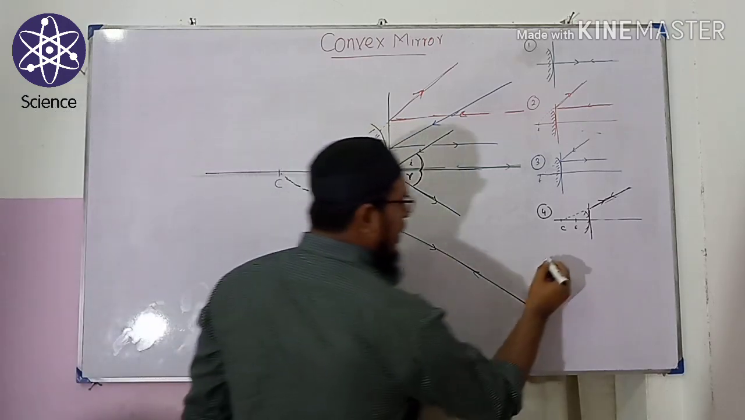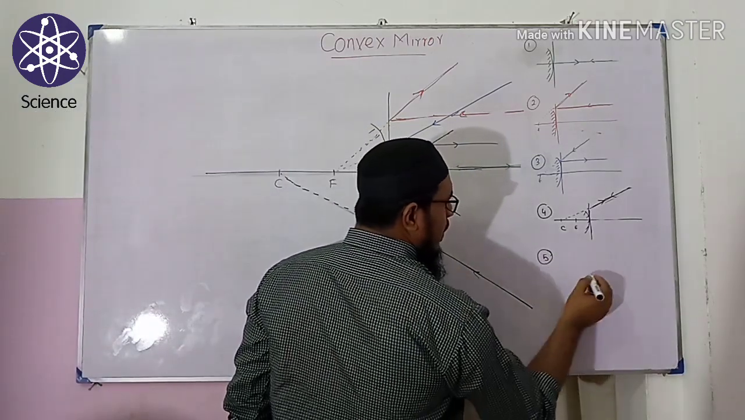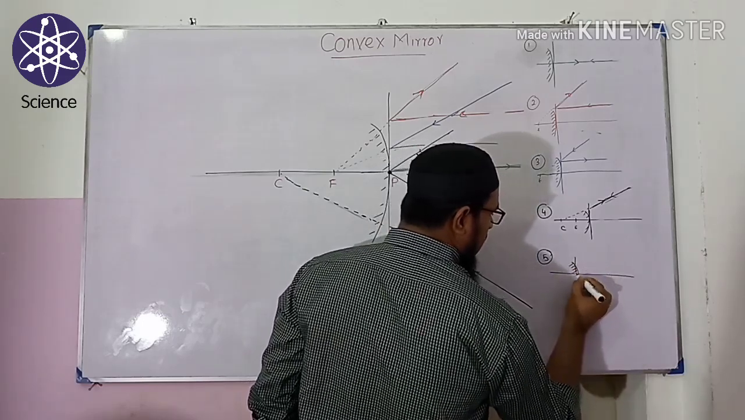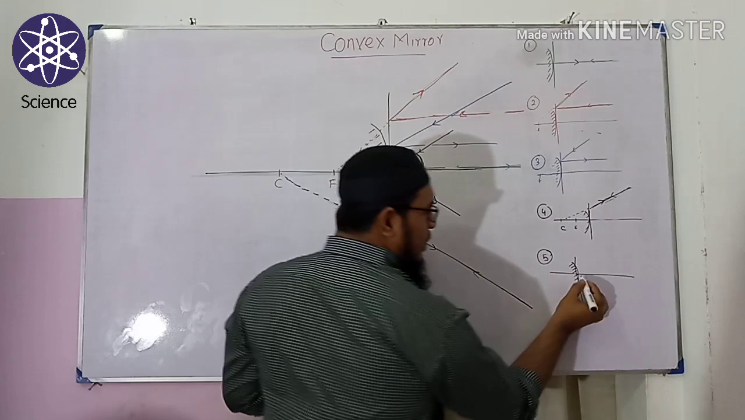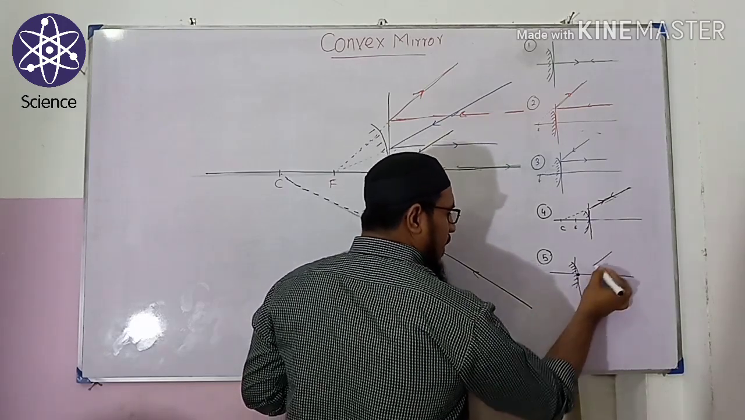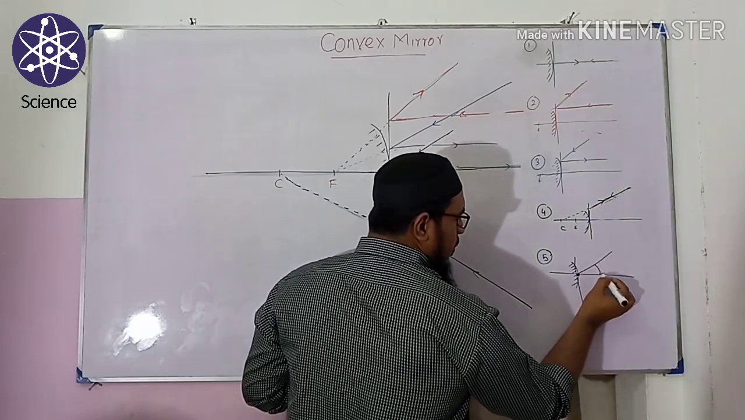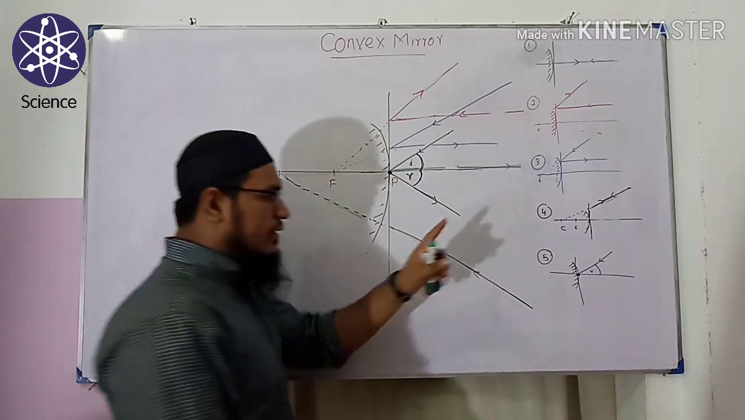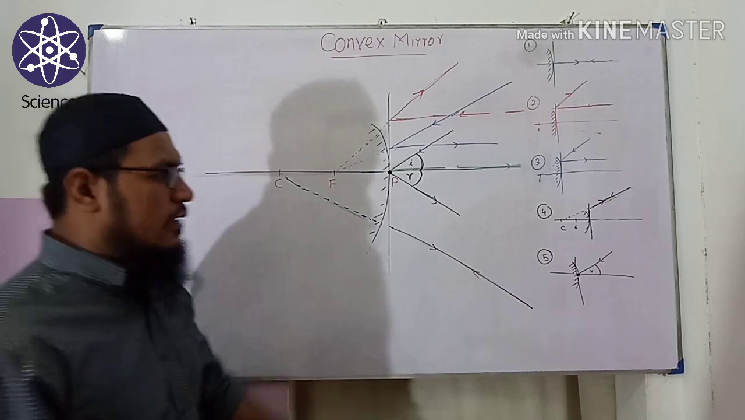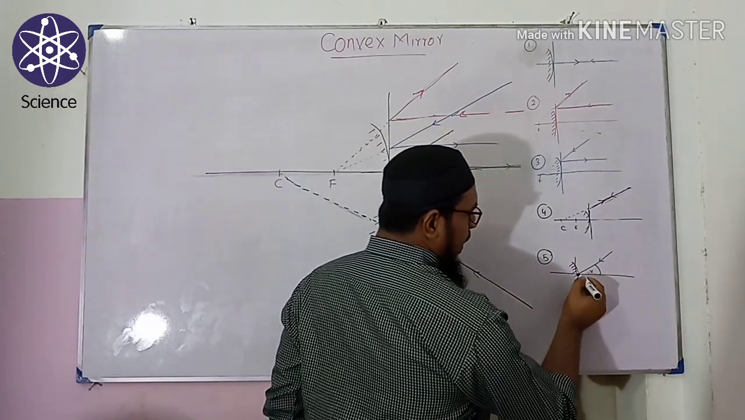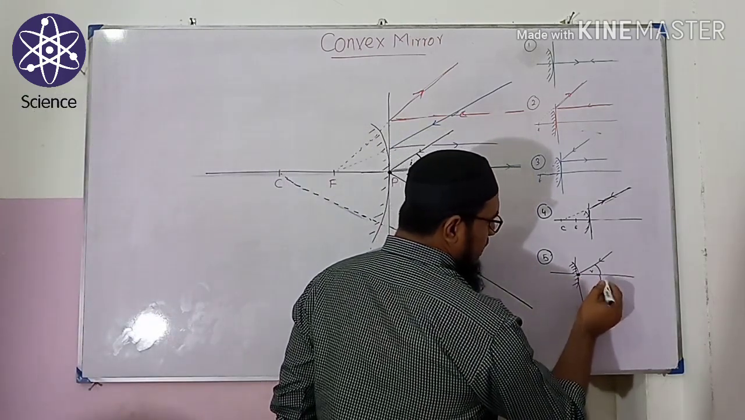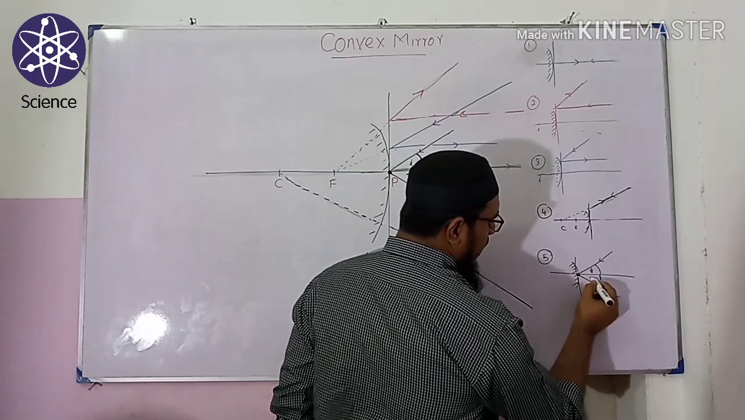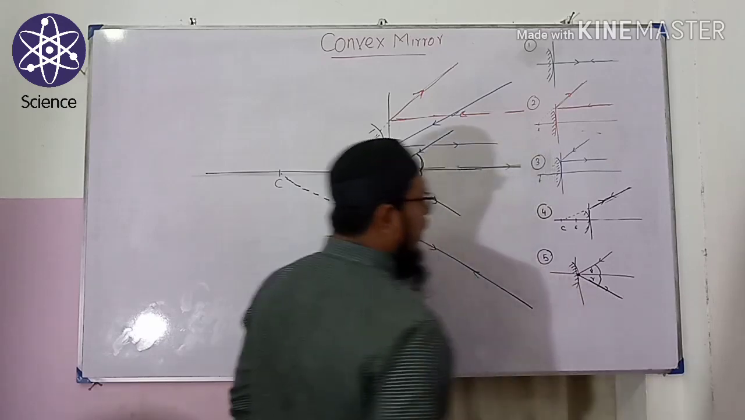And the final one, convex mirror. This is the pole point. If a ray makes an angle with the principal axis at the pole point, at this point the mirror will act as a plane mirror and reflect the ray back with the same angle. Incident ray and reflected ray with the same angle.